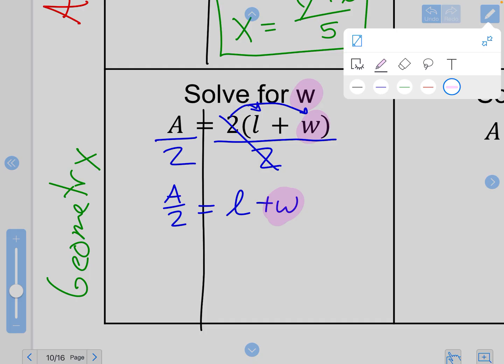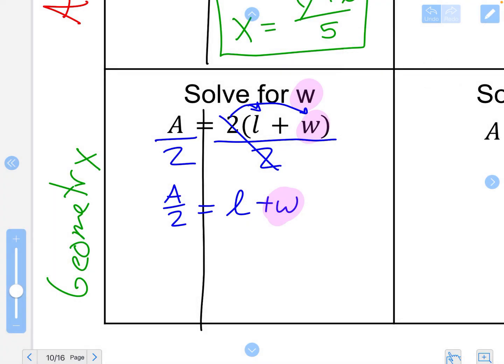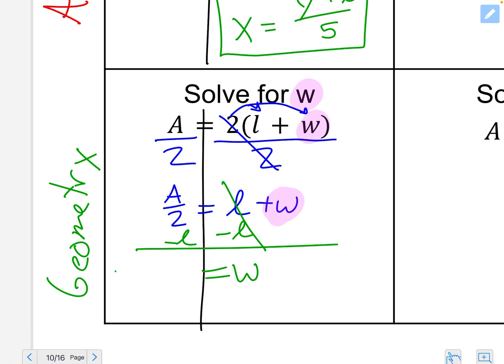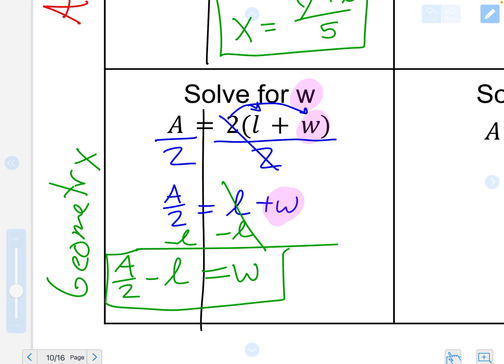And so we want to move the L. What I know is that the L is adding to the W, so I'm going to subtract L from both sides. So those cancel, and I bring down my W. I'm going to bring down the A divided by 2, and then I'm going to put the minus L next to it. And so that is our area divided by 2 minus the length equals the width.